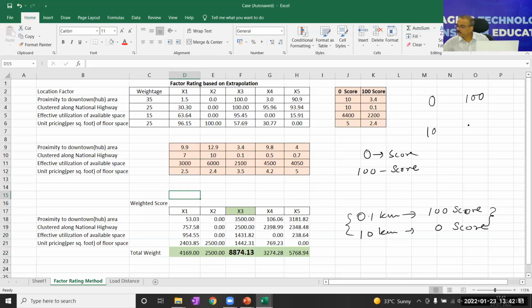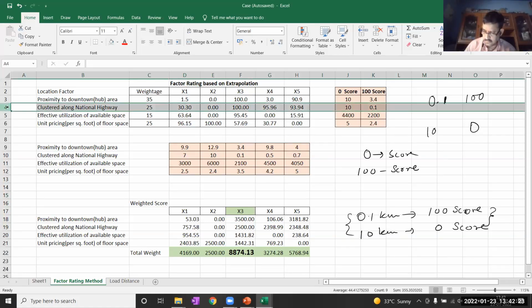10 kilometer is given a score of 0, and 0.1 is given a score of 100. We are looking at this particular factor: how we should give the rating for this. So 0.1 is given 100. This is the scale that we have considered based on the data.